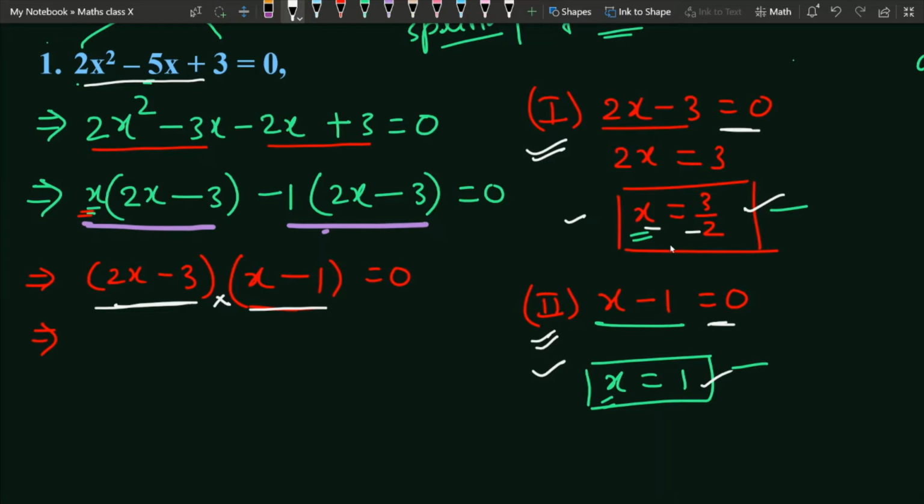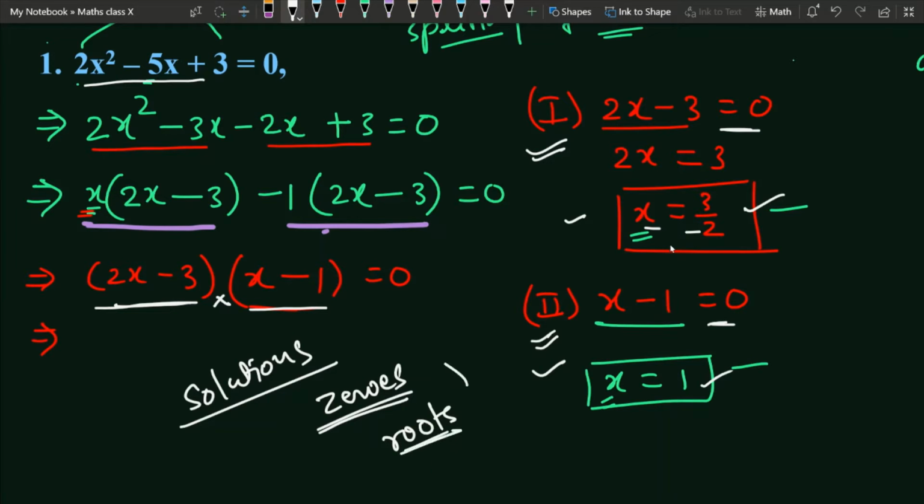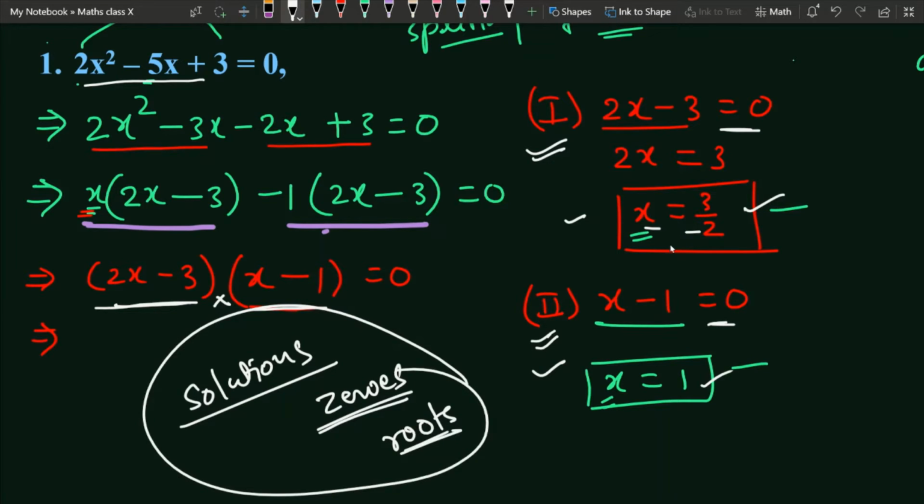That's why these two values are called solutions. These are also called zeros, and these are also called roots of the equation. Remember these things. These are called solutions, these are called zeros, these are called roots. For this equation, x equal to 3 by 2 and x equal to 1: the solutions of this equation are 3 by 2 and 1, or zeros, or roots.